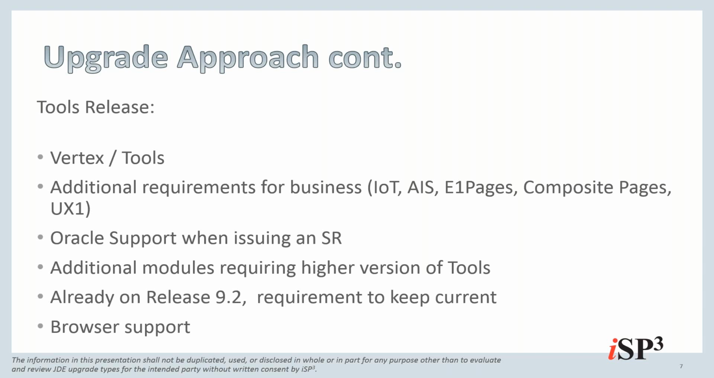Additional modules. A lot of times the app team will be trying to do an additional module, but they'll keep hitting a wall. Maybe they need AIS with ADF and they need a higher tool set to be able to implement what they want in that module. So that forces them to. And you're already on release 9.2, so you just want to keep current. So that's a reason why you do that.